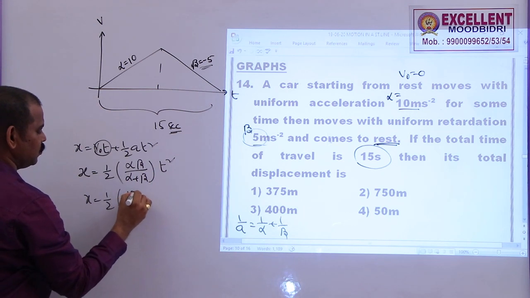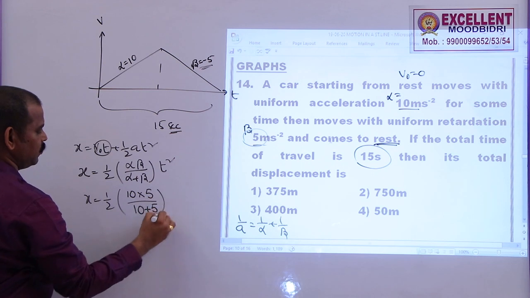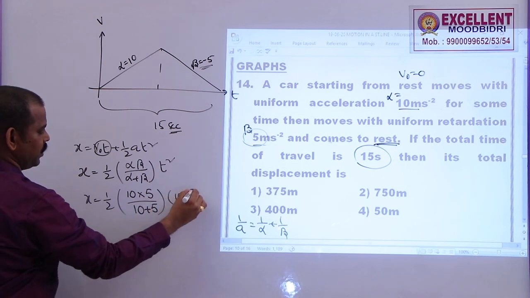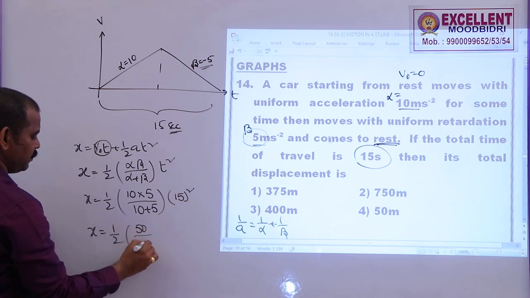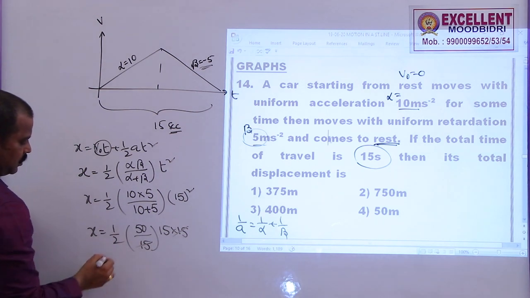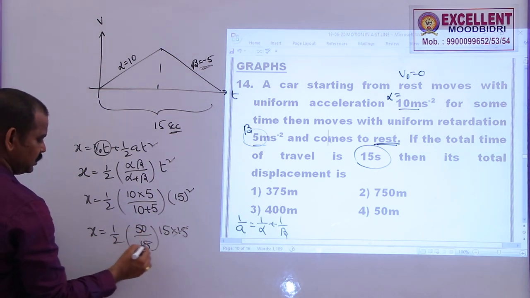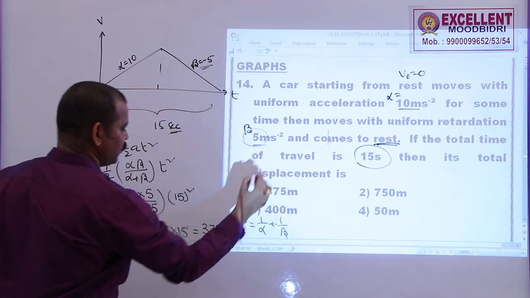So alpha is equal to 10, into 15 by 10 plus 5, into 15 square. So x will be given by 10 into 5 by 15, into 15 into 15, 15 cancels. This is 15 into 5, 750 by 2. So this will be 375 meters. Option 1 is correct.